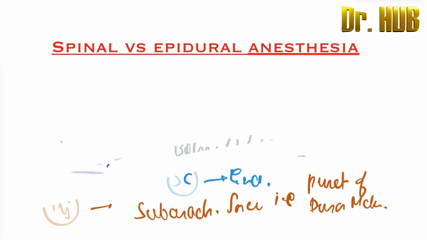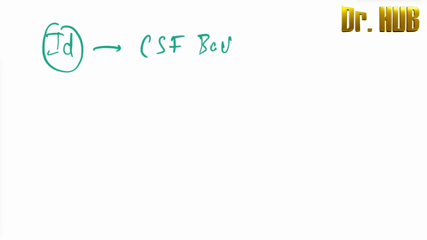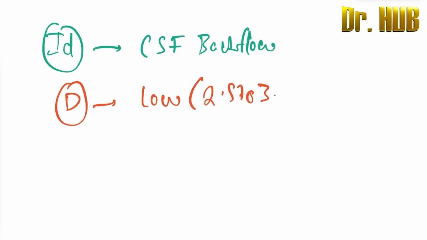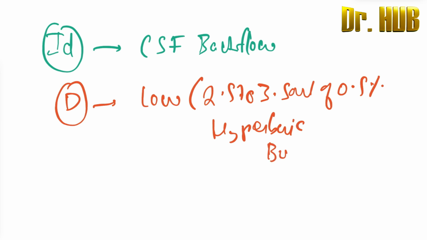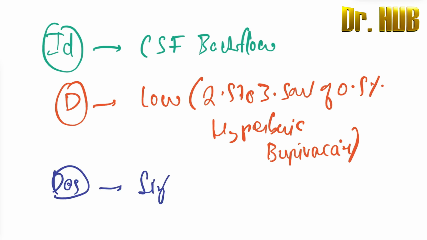So how do you identify the spinal? Identification is by the CSF backflow. So what is the dose? The dose is going to be low, that is 2.5 to 3.5 ml of 0.5% hyperbaric bupivacaine. How is the dosing? It is a single dose.